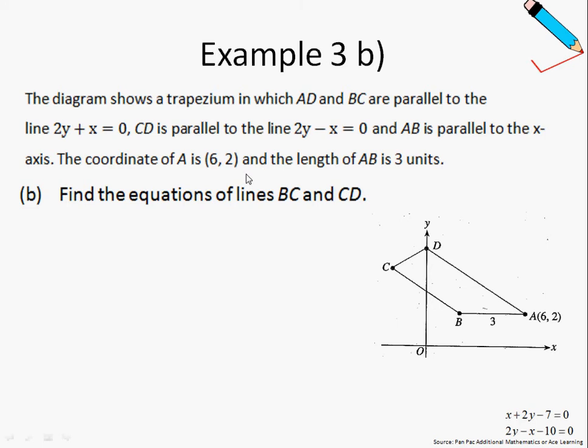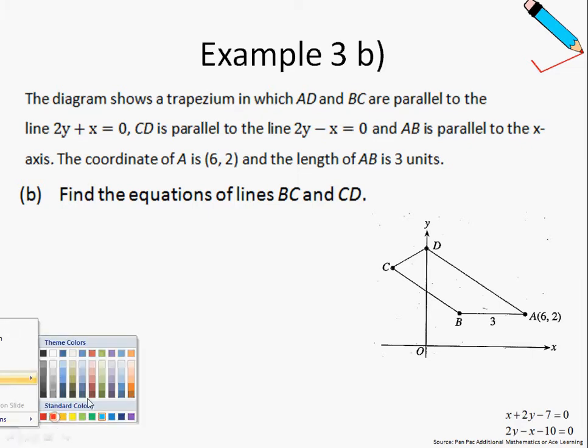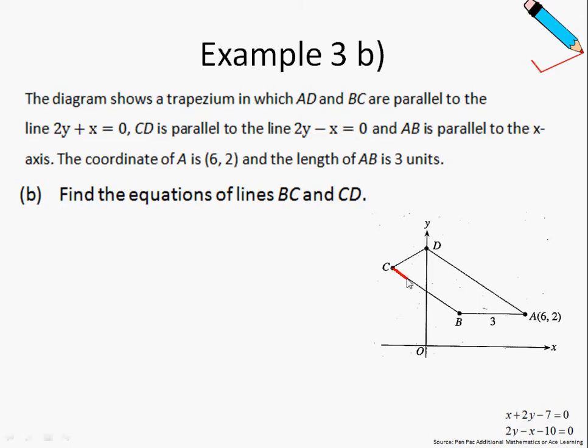Now in example 3b, we are asked to find the equations of line BC and CD. Let me first highlight where line BC is. Line BC is over here, and take note that line BC is parallel to line AD. Therefore, we can say that the gradient of BC is equal to the gradient of AD, which in the earlier case we found to be negative half. Also, a point on line BC is point B, which was previously found to be (3, 2).